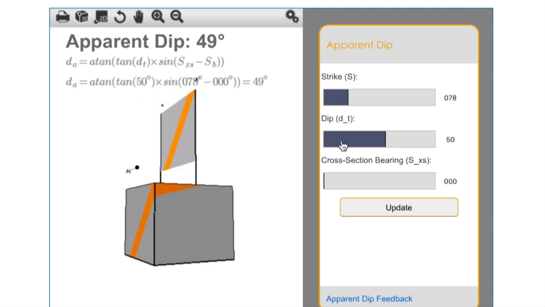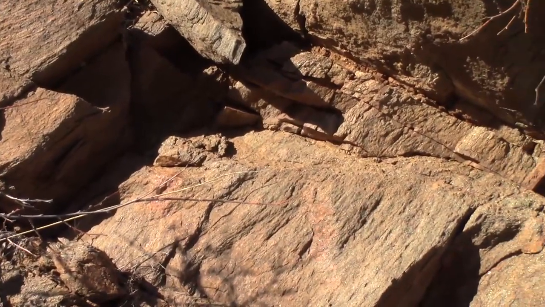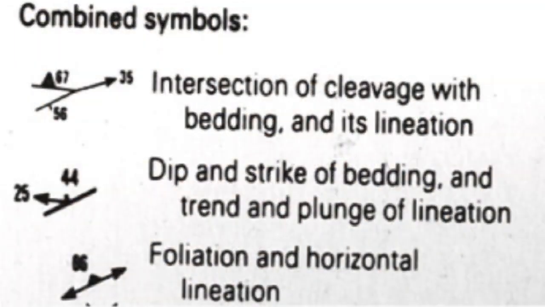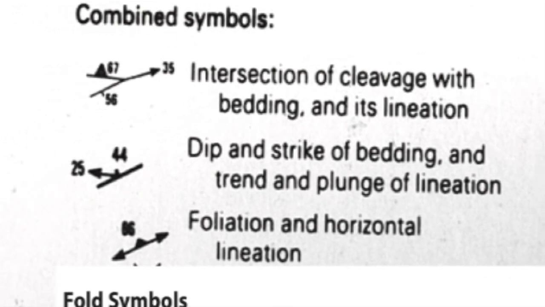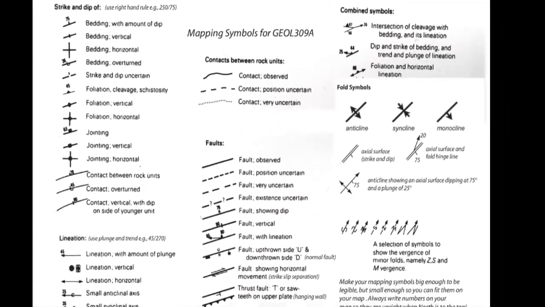And if you have an intersection of cleavage planes with the bedding planes, or bedding planes with lineations, we can use these combinatorial symbols. I have placed a copy of this symbol chart on the iTunes note page for this course, so feel free to download it for your own reference from there.